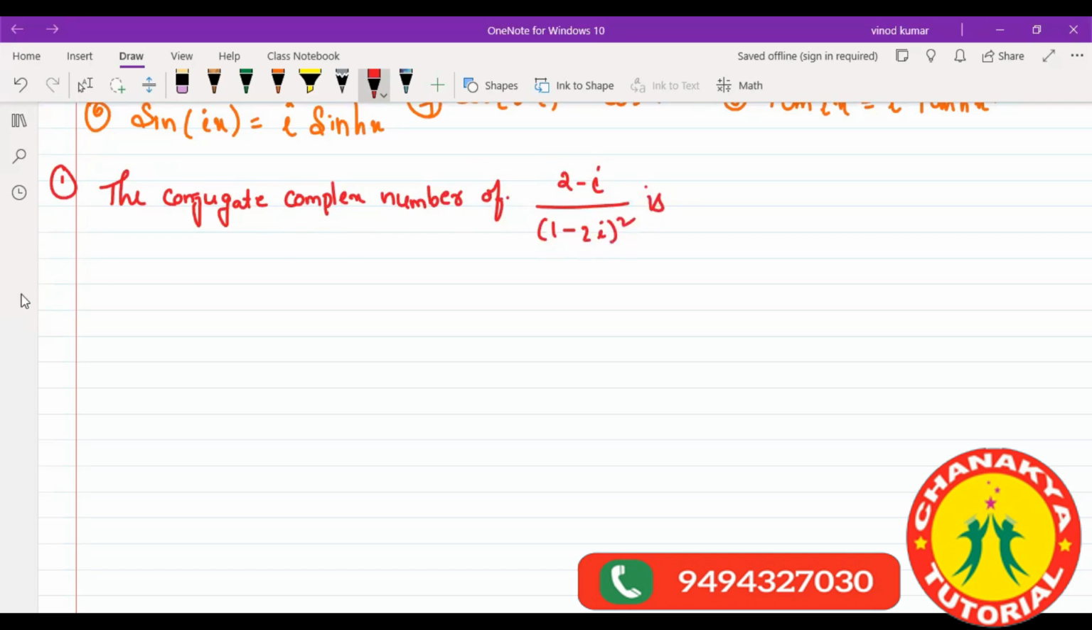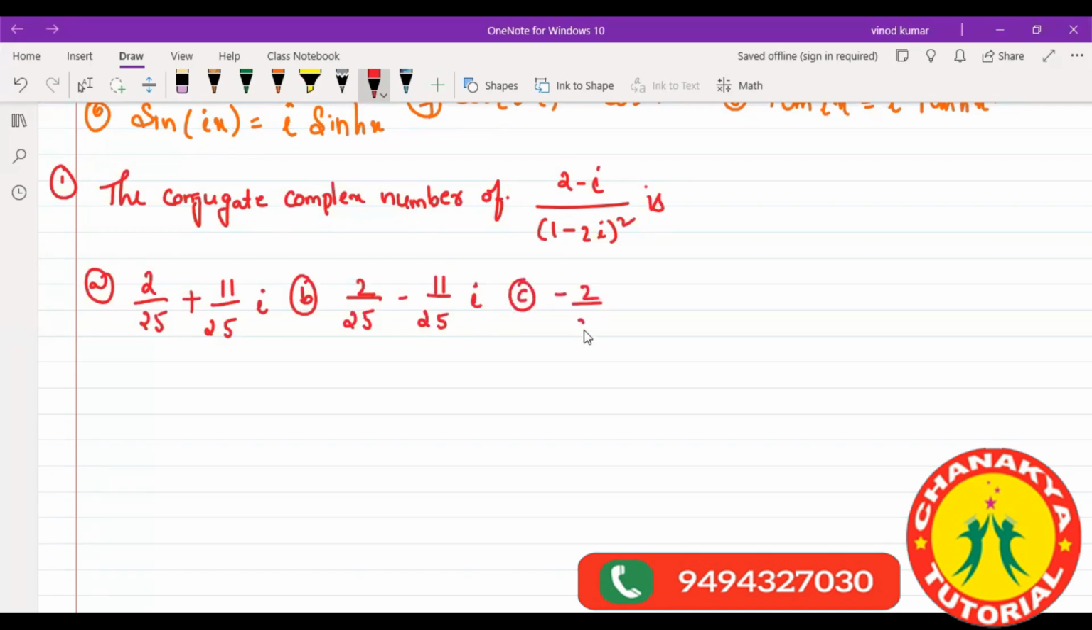Option A is 2 by 25 plus 11 by 25 i. Option B is 2 by 25 minus 11 by 25 i. Option C is minus 2 by 25 plus 11 by 25 i. Option D is minus 2 by 25 minus 11 by 25 i. Yeah, this is the easiest question. Of course, you can see.